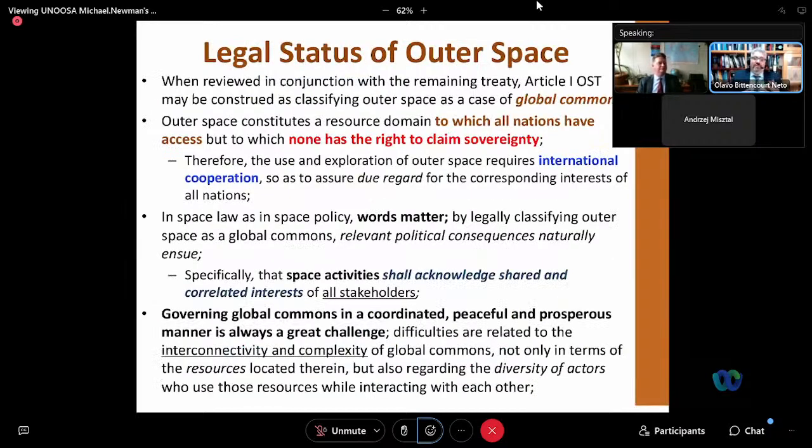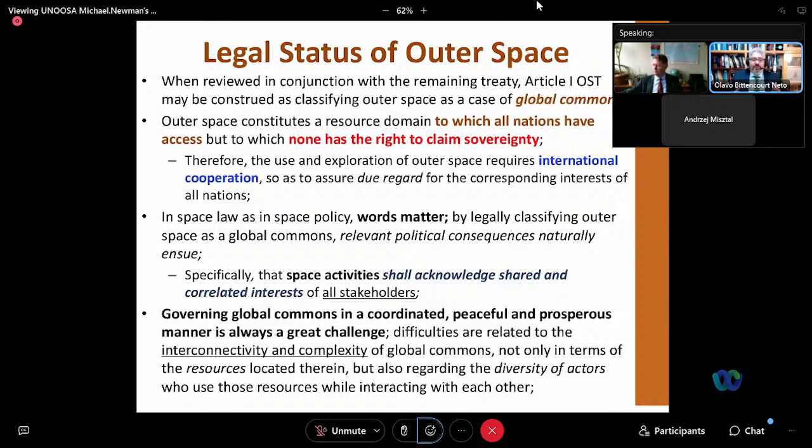So, given the evolving nature of space activities, the general legal status of outer space has led to intensive debates, and Article 1 plays a relevant part in it. When reviewed in conjunction with the remaining treaty, Article 1 may be construed as classifying outer space as a case of global commons. Such a conclusion emerges from the understanding that outer space constitutes a resource domain to which all nations have access, but to which none has the right to claim sovereignty.